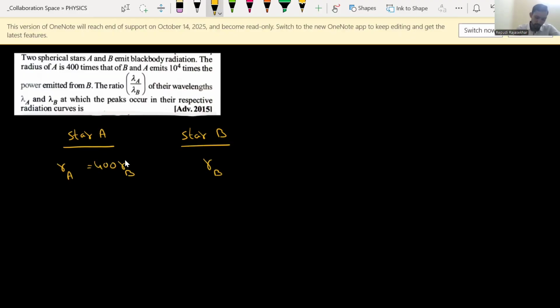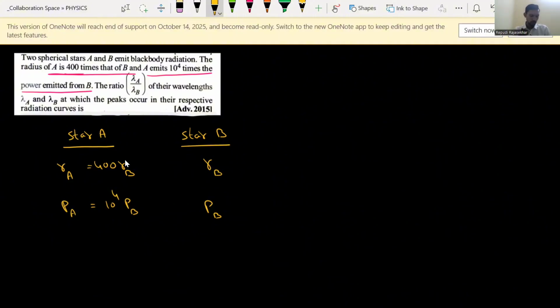Next, A emits 10 power 4 times the power emitted from B. This is the data; we have to write it very carefully. Let us take the power emitted by star B as PB. That means the power emitted by A equals 10 power 4 times the power emitted from B. Okay, this is the data.